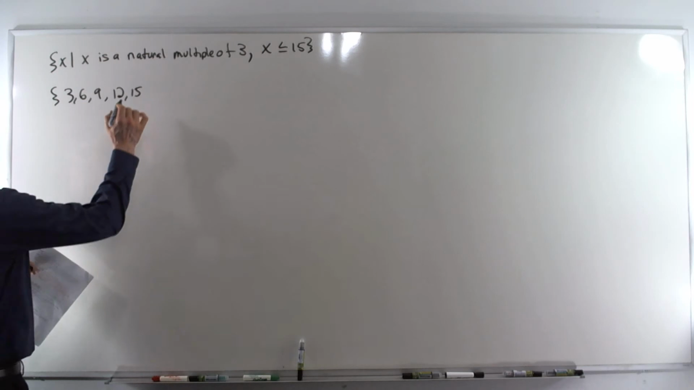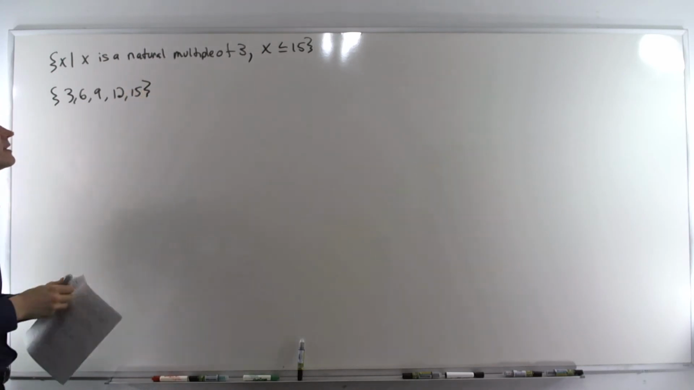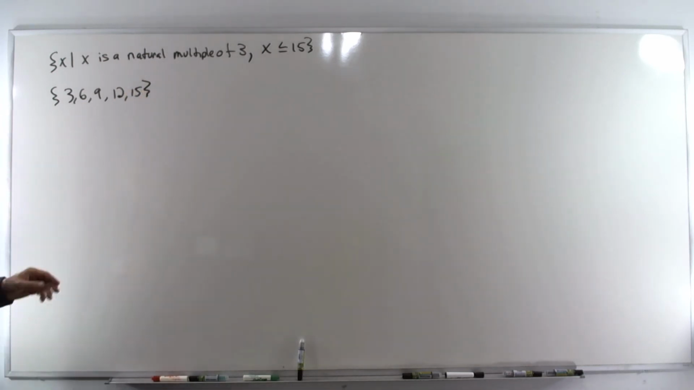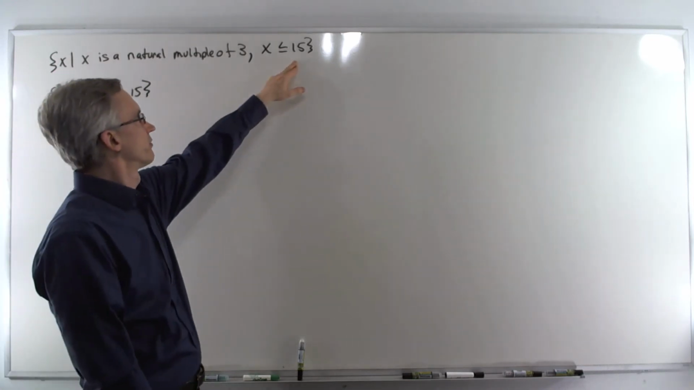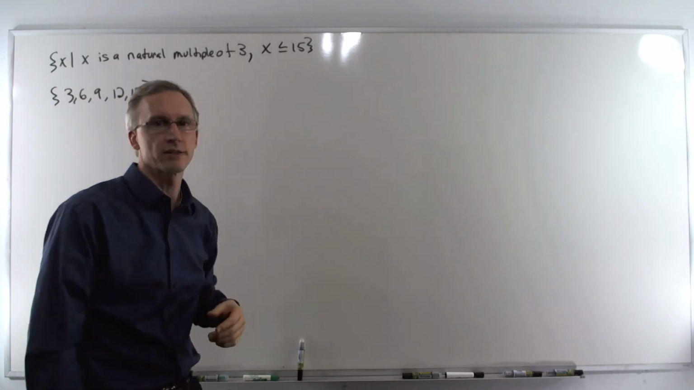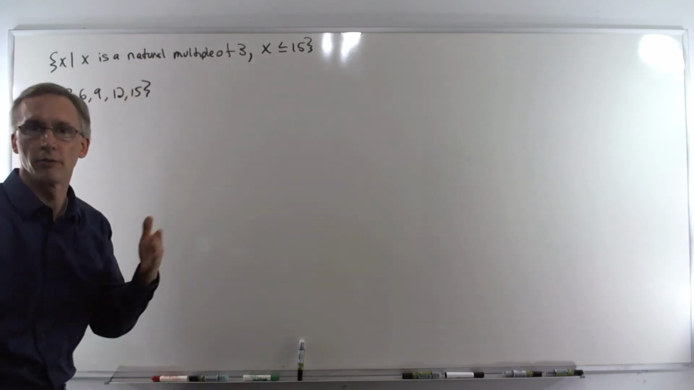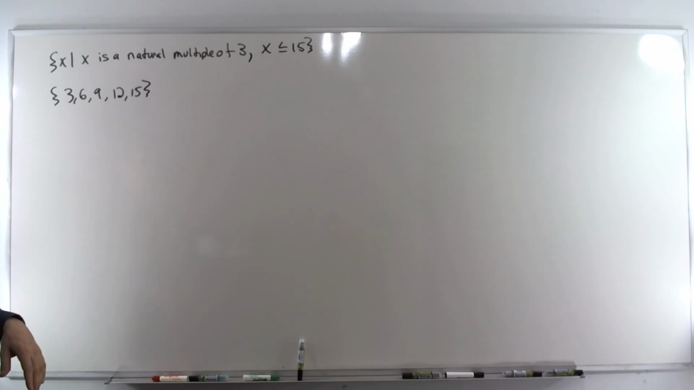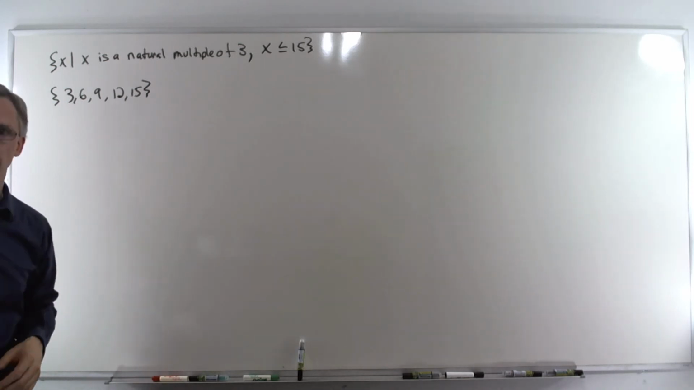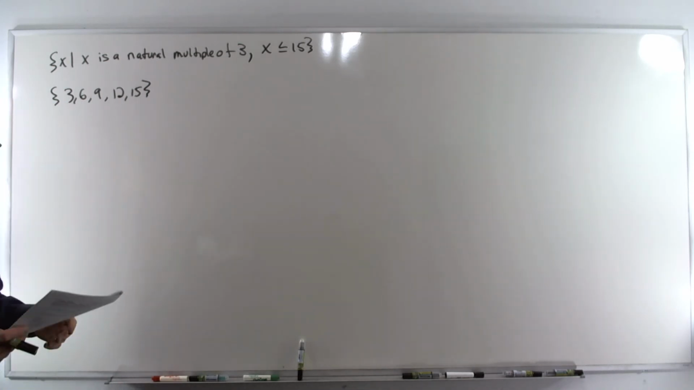But if we wanted to add one more requirement to this, we could say something like x such that x is a whole number multiple of 3, and then x is less than or equal to 15. Then we could say x is greater than 0. And that would exclude 0. A little more complicated that way, a little more convoluted. So this is definitely a better way to do it.